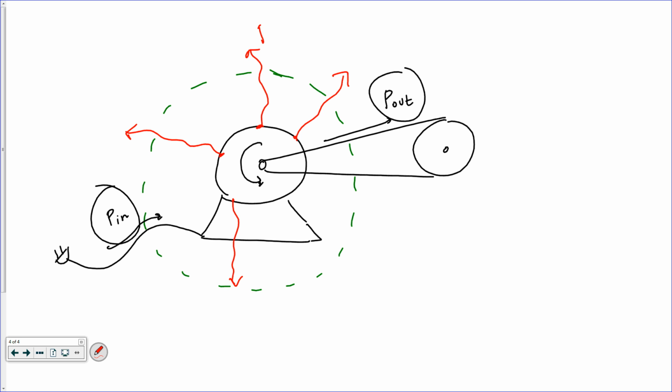We'll call this P lost. Maybe it's in the form of heat. Maybe it's in the form of sound. Maybe it's in the form of friction, which are all kind of related to one another. P lost. Oh no, look at all of that.